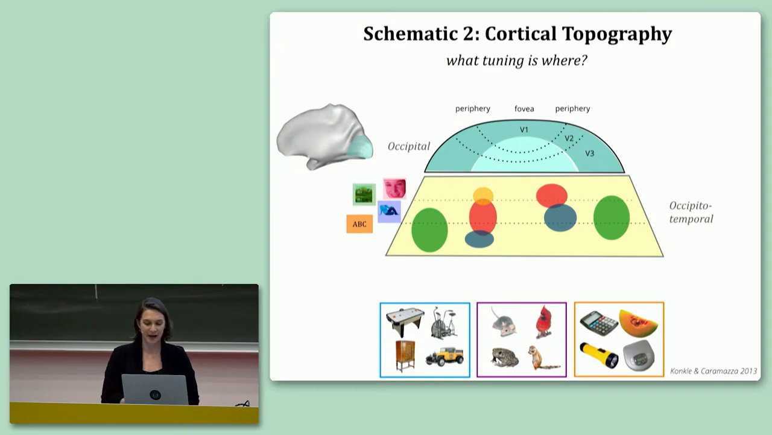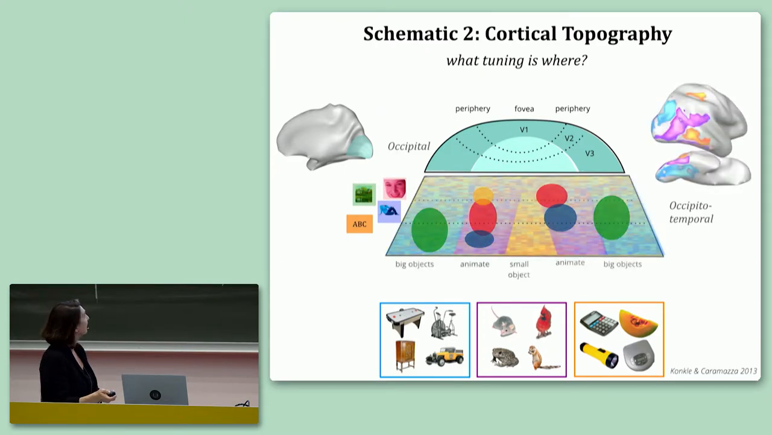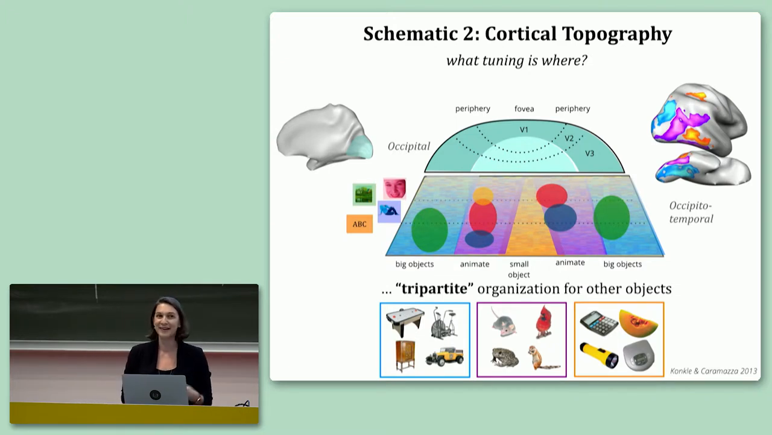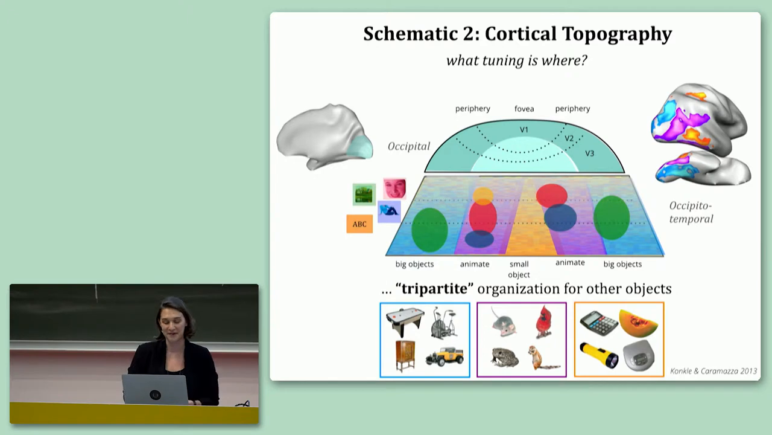What about other objects? It turns out there is structure in the responses to other objects, though they don't have selective regions in the same way. If you just show people pictures of things like big objects, animals, or small objects, presented at the same visual size on the screen, this is the size they would be in the world, their familiar real-world size, what you see is that there is a large-scale organization by this factor. This cortex here, which you can see in blue, responds more to big objects than the other two categories. It's adjacent to a cortex that responds more to animate things. And right in the center of the map is a small object preferring cortex. So we have this tripartite mirrored organization for other objects. And actually, the category selective regions for faces and bodies fit within the animate zones, so that makes sense.